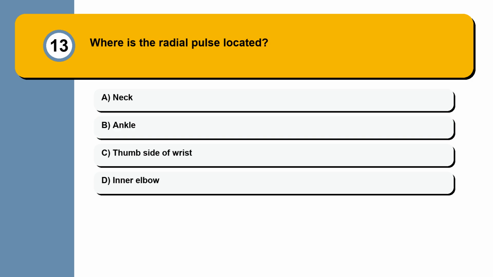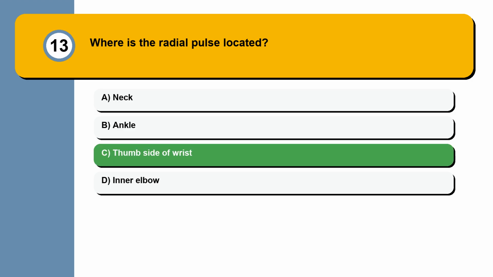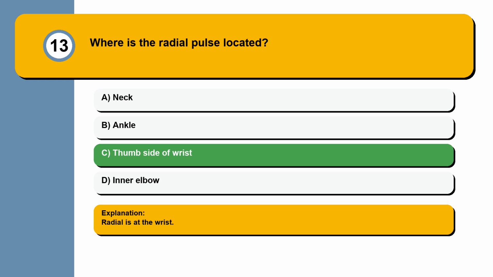Question 13. Where is the radial pulse located? Neck. Ankle. Thumb side of wrist. Inner elbow. Radial is at the wrist.